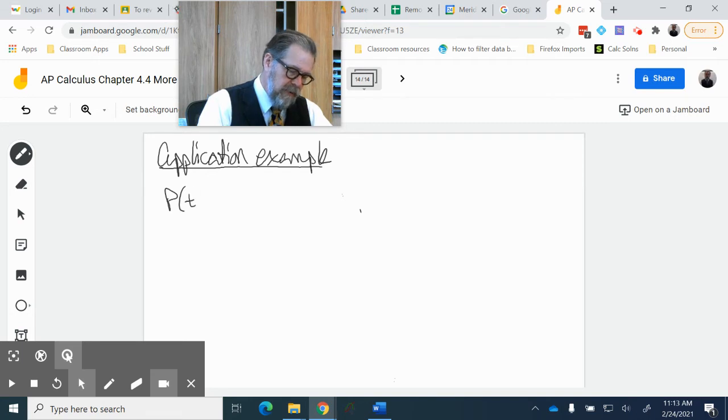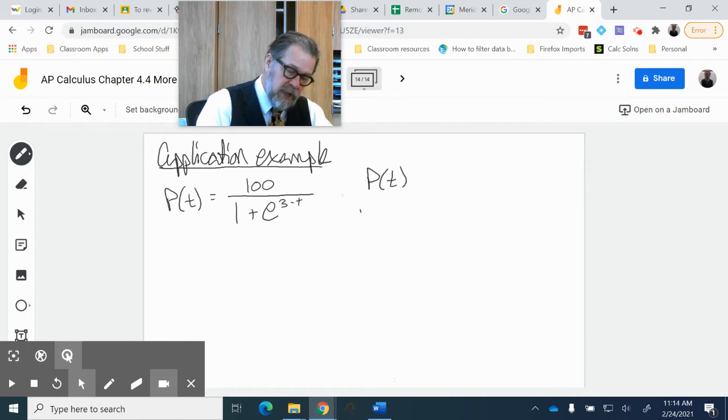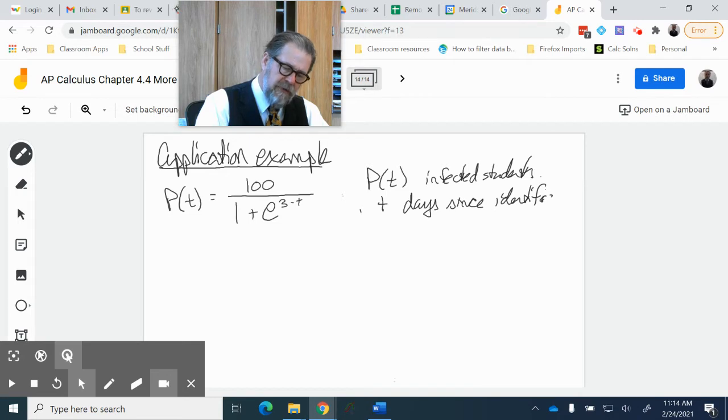We've got a function that models the spread of a flu virus. Yeah, if you're watching this in 2021, maybe thinking, yep, been there, done that. And we've got a variety of questions regarding this virus. P of t is the number of infected students since the virus was noticed. So the students could have gotten better. It's just a total. And t is, of course, days since identification of the virus, when they realized that there was a virus spreading.